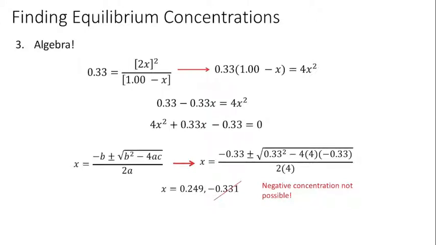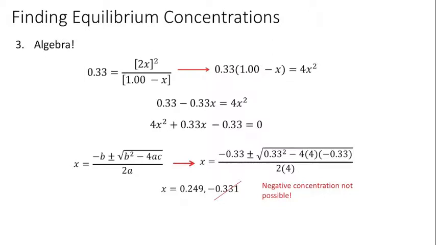Well, the first step in that process is probably multiplying both sides of the equation by 1 minus x. And if you do that, you get 0.33 times the quantity 1 minus x equals 4x squared. And you might say, well, why is it 4x squared all of a sudden? What we did is we squared the 2 and we squared the x from the top of our Kc expression. Now, we probably should distribute the 0.33. So we get on the left 0.33 minus 0.33x equals 4x squared.